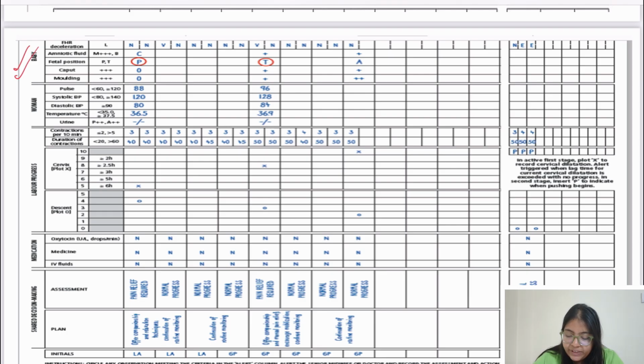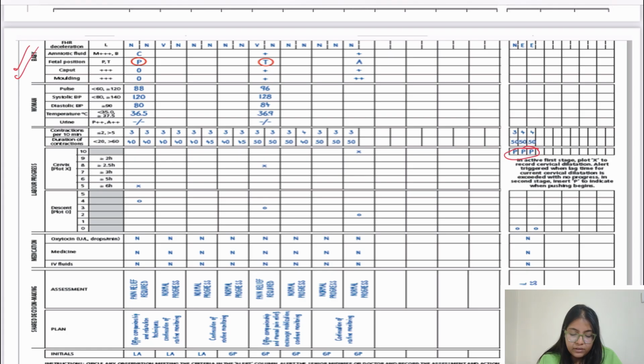And after the patient is 10 centimeter, suppose at this time the patient is 10 centimeter, now you will go to the section of second stage. So you start plotting in the second stage. You will plot fetal heart rate and fetal deceleration half hourly, and here again you will plot contractions and duration of contraction, and here P indicates when pushing begins. If the patient has the urge to push, she is pushing, you just mention P. If not, then mention nothing.